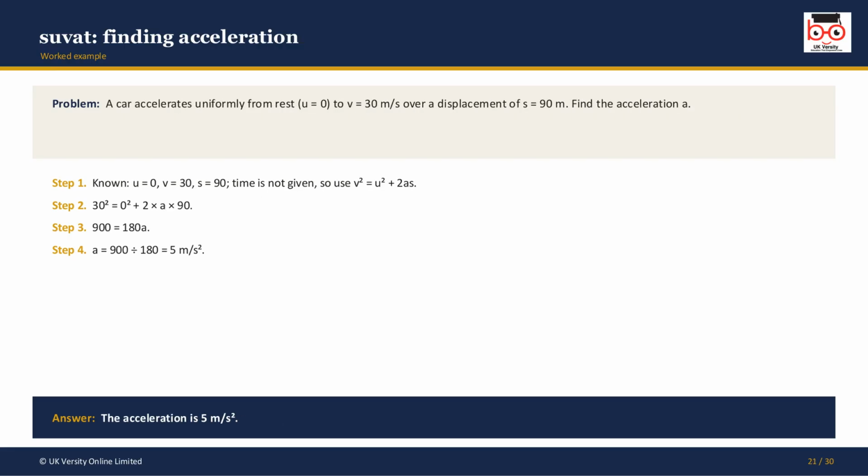Here's one where the time isn't given. A car accelerates uniformly from rest, so U is 0, up to 30 meters per second, over a displacement of 90 meters. Because we've got no time, we reach for V squared equals U squared plus 2AS. Putting the numbers in, 30 squared equals 0 plus 2 times a times 90, so 900 equals 180a. Divide, and a is 900 over 180, which is 5 meters per second squared.